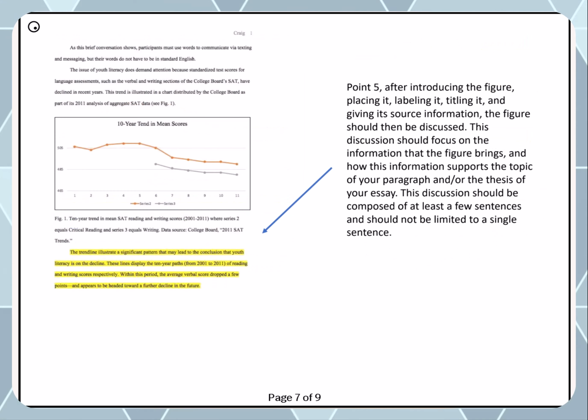Okay, and then point number 5. After introducing the figure and placing it, labeling it, titling it, and giving it source information, the figure should be, shocker, discussed. Okay, so again, we're going to have our follow-up statement. Why is this in our paper? Why is this important? What information is this giving to us? We're not just throwing figures in because I've got to get to page 10 and this is going to take up a third of my page, right?